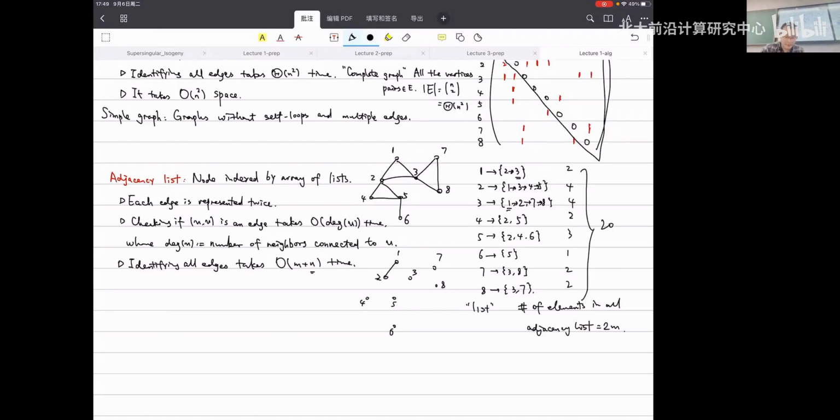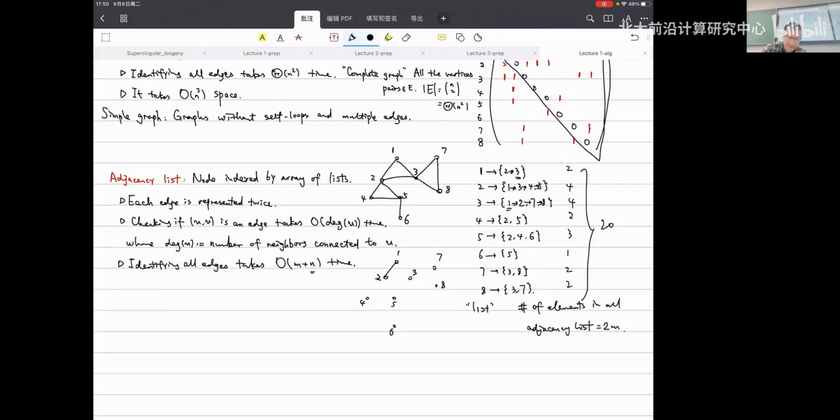This is actually quite straightforward because, as I just mentioned, each edge is represented twice. And if there is not an edge between two vertices, it does not make any contribution. That's the reason why the number of elements in all the adjacency lists equals exactly 2 times m. This also implies that identifying all edges takes O of m plus n time.